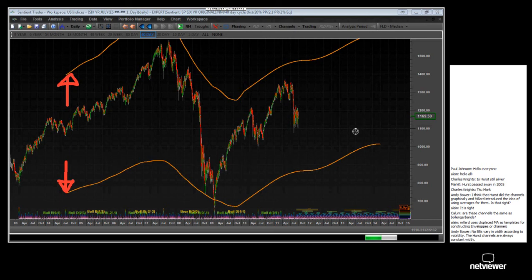And Callum asks, are these channels the same as Bollinger Bands? No, Callum, they're not the same as Bollinger Bands. They are similar, and on a chart they probably look very similar, but they aren't. Bollinger Bands have a specific method of calculation, and they also vary in width. Hurst channels are always constant width. They have to be the same width, as I've indicated there.